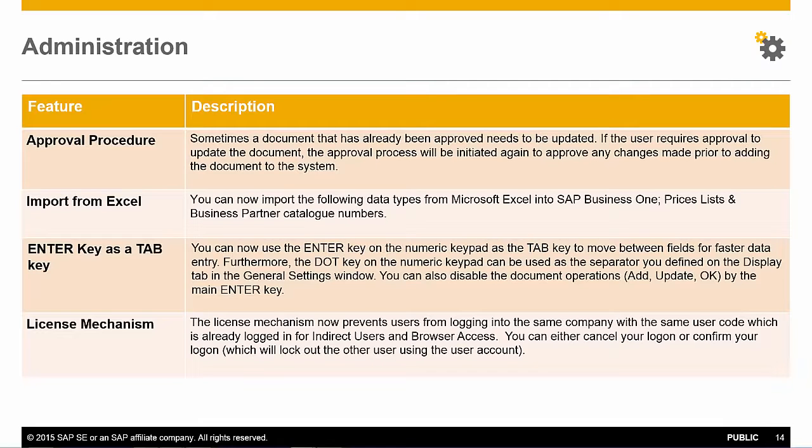It supports price lists and business partner catalog numbers. You can now use the Enter key on the numeric keypad as the Tab key to move between fields in Business One for faster data entry.